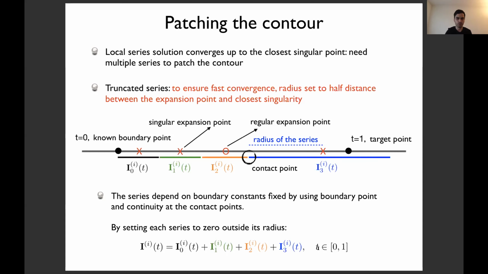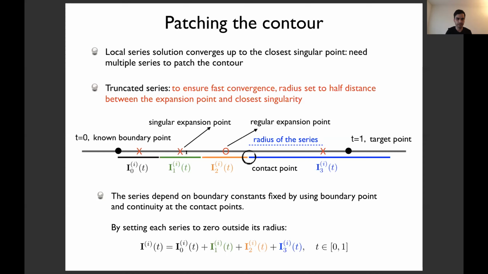Then in order to cover the entire contour, we will need to perform several expansions. And there is another subtlety here: in practice, we cannot deal with infinite series. We will always consider truncated series. So in order to ensure fast convergence, what we do is to set the radius of each of these series to be half the distance between the expansion point and the closest singularity. So schematically here, you can see what is done on a more or less generic contour.